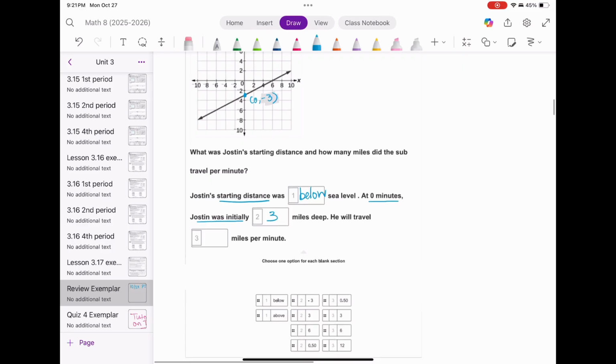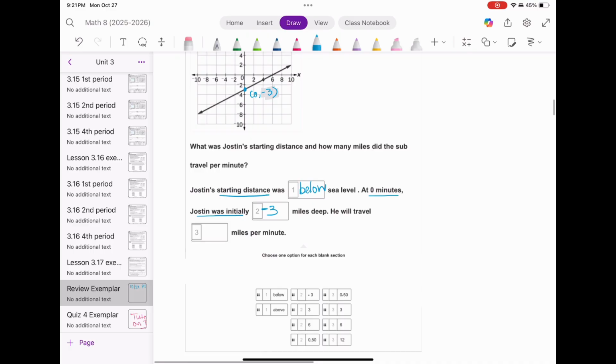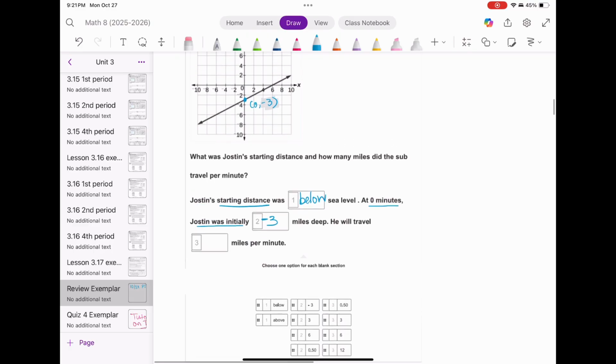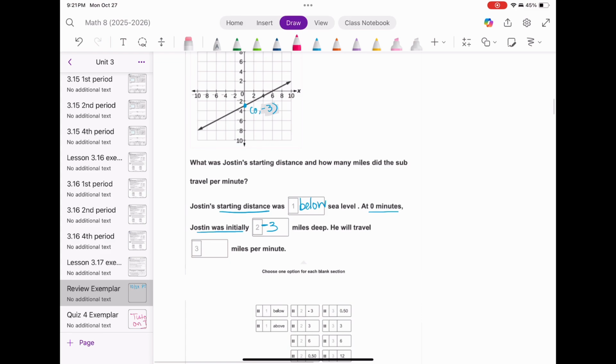I don't really like this question because we don't really say -3 miles deep. The word deep is already suggesting that the number is negative. So we would normally just say 3 miles deep. So I don't really like this part of the question, but we're going to go over more of these type of questions when I come back.